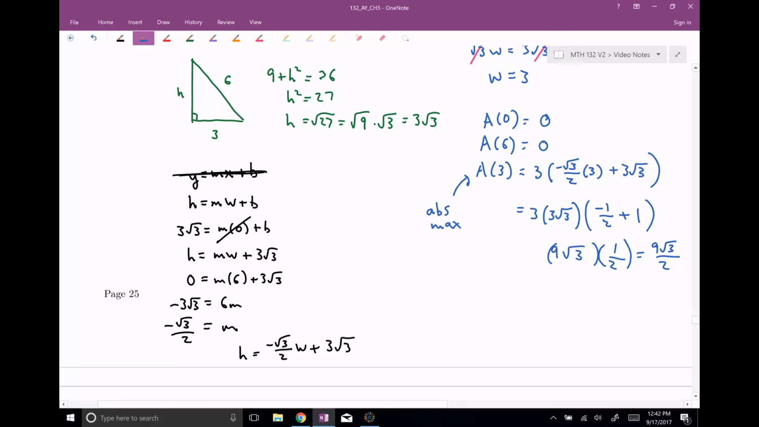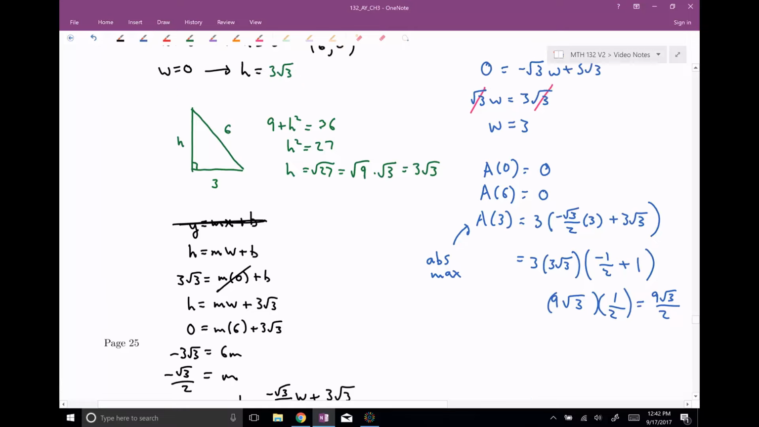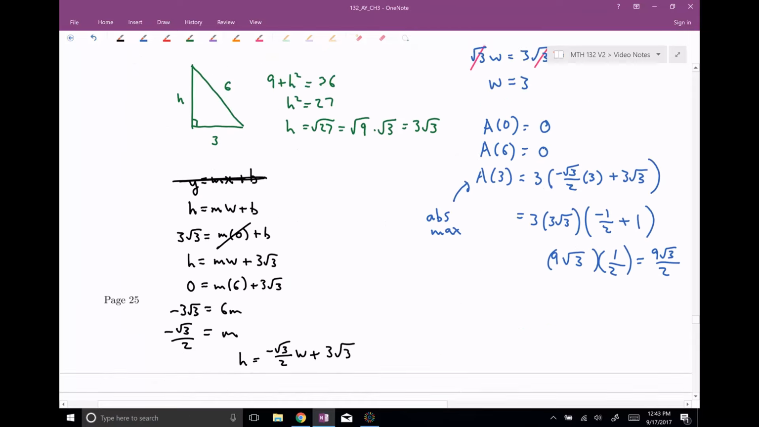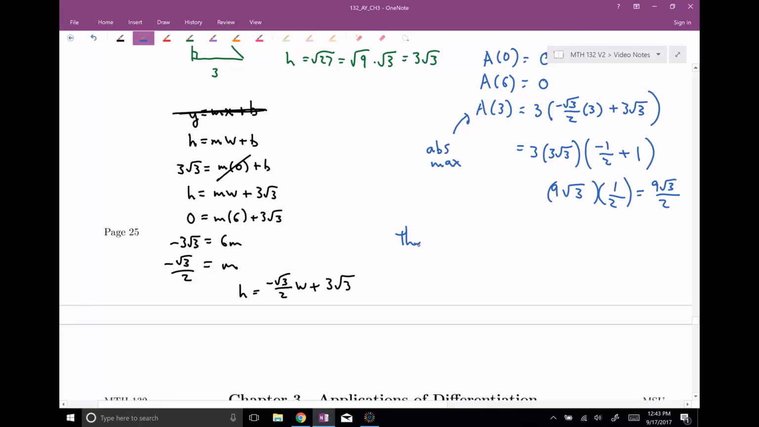Now we have to make sure that we are answering the question that was given to us. In this case, it asks find the maximum area. So it doesn't say find the dimensions of the rectangle that give maximum area or anything like this. It wants what is the maximum area. So in this case, the maximum area is 9 root 3 over 2.